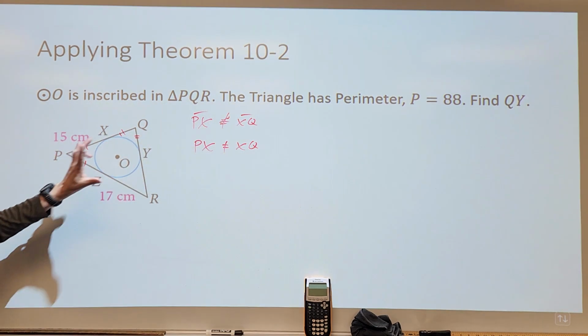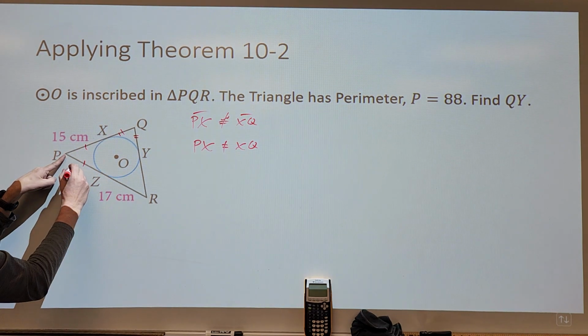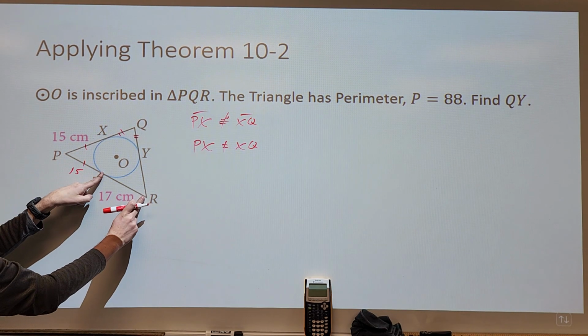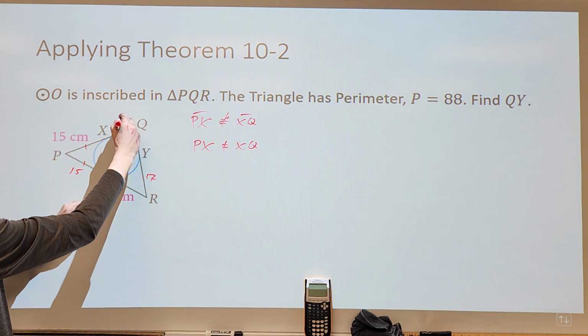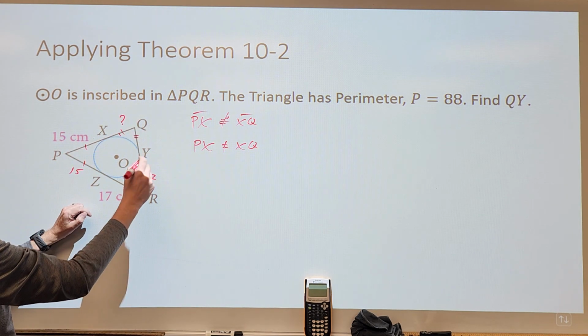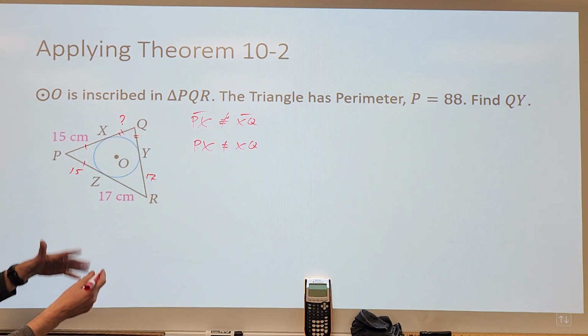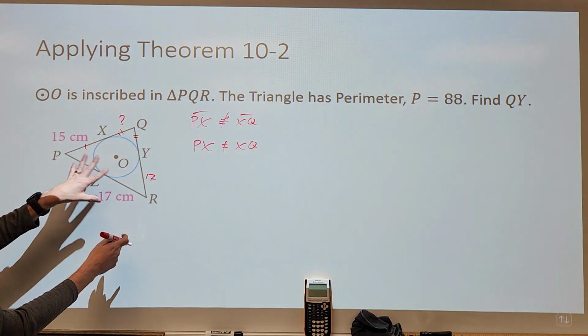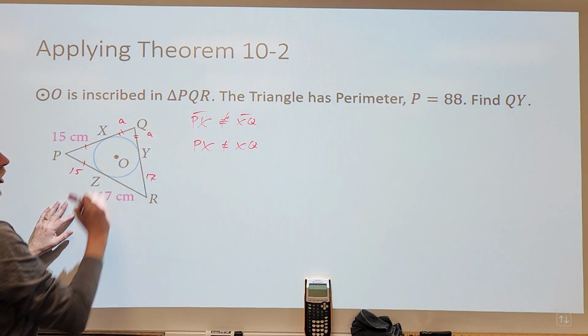So what we're going to have to do is recognize that PX and PZ are congruent, so this is going to be 15. ZR and YR are congruent, so this is going to be 17. And then we have to figure out what this is. So we're going to try to solve for the length of QY. QY and XQ are the same thing. We've already used X in this, so let's just call this A. This is A, and this is also A.